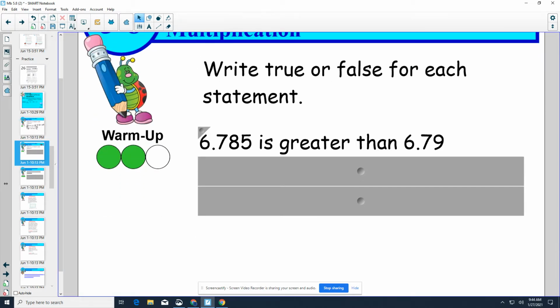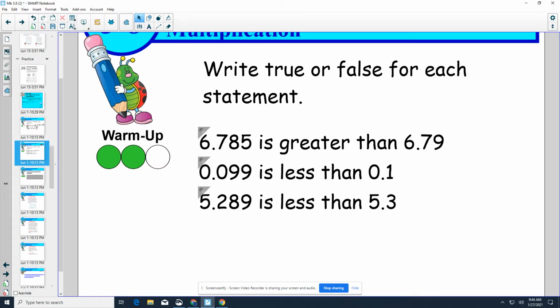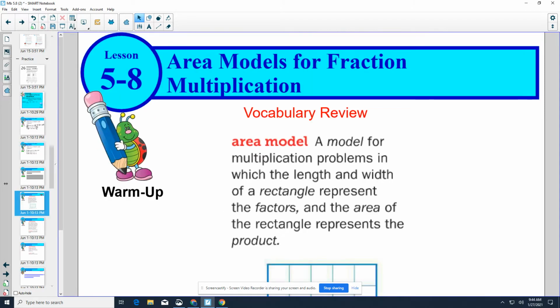So then you can take the time to go through those. You would want to pause the video, just write those down, and make sure you understand how to compare those and tell if they're true or false.